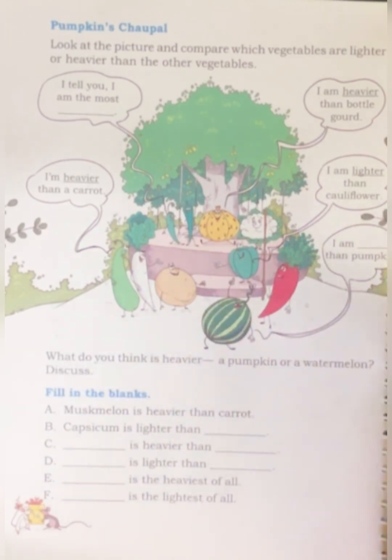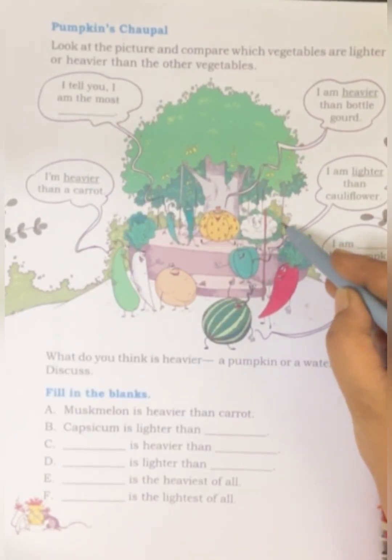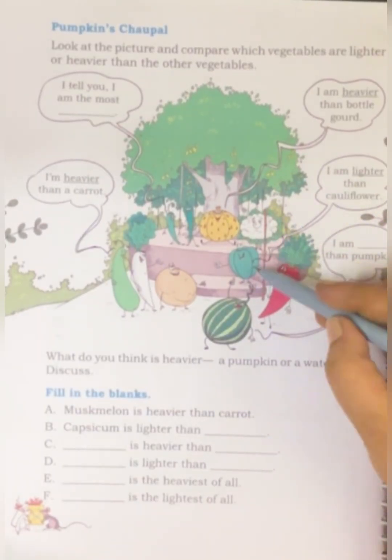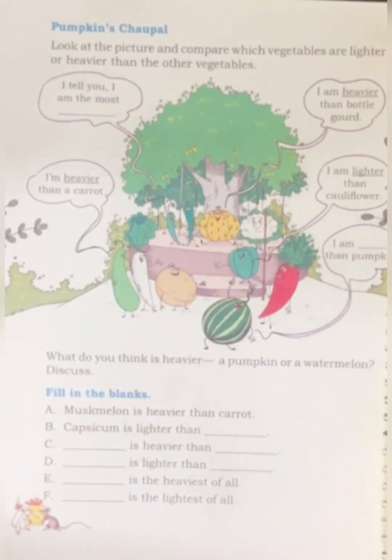Okay. Next. I am lighter than cauliflower. Capsicum is telling. Can you see here? Cauliflower is heavier than capsicum. So that is why capsicum is telling I am lighter than cauliflower. When you see children, I'll tell you something. How are you going to see the measurement? See the weight.